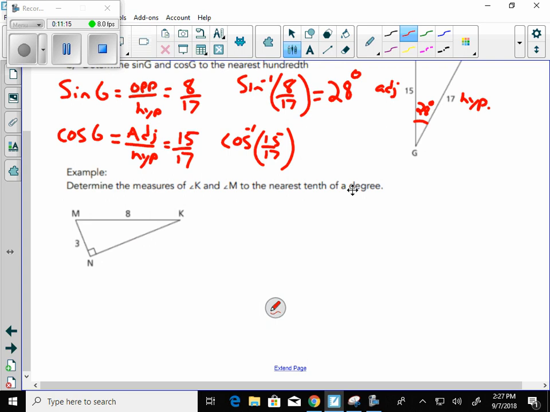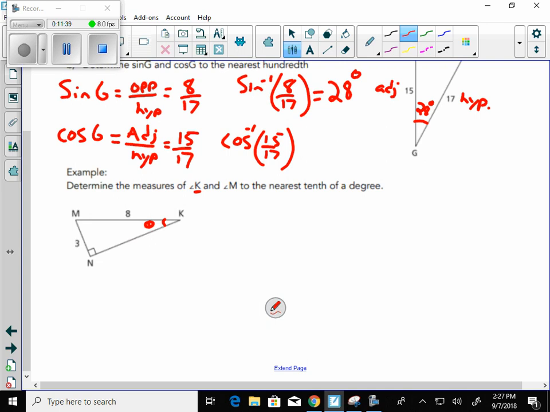Anyways, let's start with K because it's the first one there. And we're going to solve for angle K. All right, now we only have two sides here, so we have to be careful with what we use. We can't use any one of the three trig ratios. All right, so with angle K, what two sides of the triangle do I have?